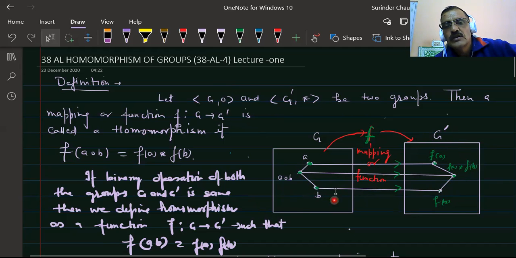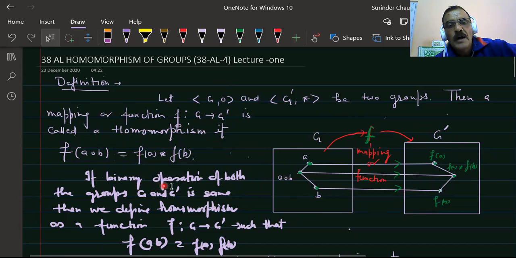So this is the mapping. What is a mapping? If this situation holds true between the two groups, this mapping is called a homomorphism. Then a mapping or a function f from G to G dash is called a homomorphism if f of A composite B is equal to f of A composite f of B, with the composition of G in the domain set of f, and the composition of G dash in the range set of f.